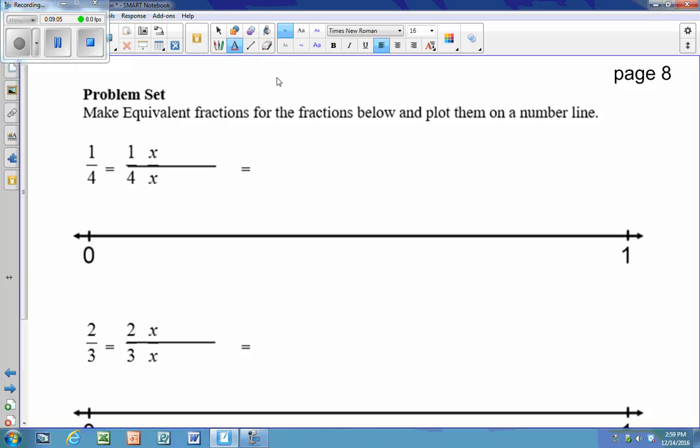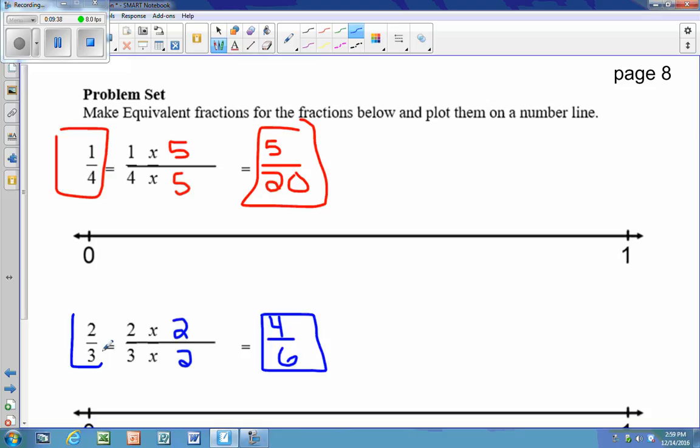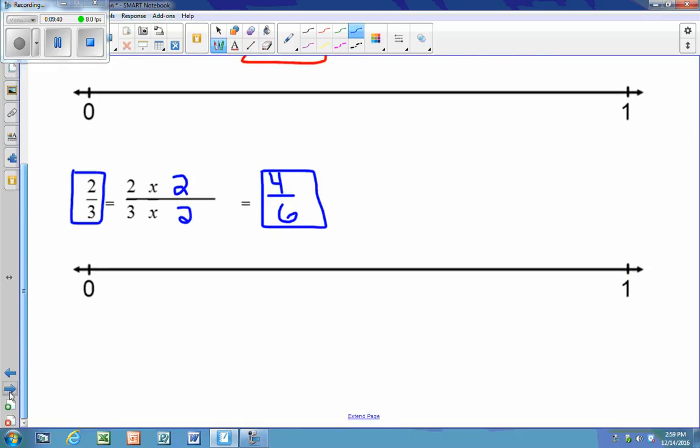So here's an example. If I have 1/4 and I want to make an equivalent fraction, all I need to do, I'm going to pick a number. I want to pick 5. And 1 times 5 is 5, and 4 times 5 is 20. So 5/20 and 1/4 are equivalent. So here I have 2/3. I'm going to pick any number, but the same for the numerator and the denominator. So I want to pick 2 this time. Doesn't matter what I pick. 2 times 2 is 4. 3 times 2 is 6. I have 4/6. 2/3 and 4/6 are equivalent fractions.